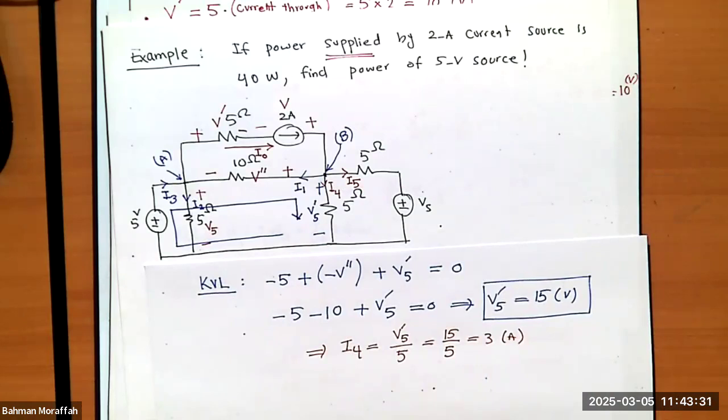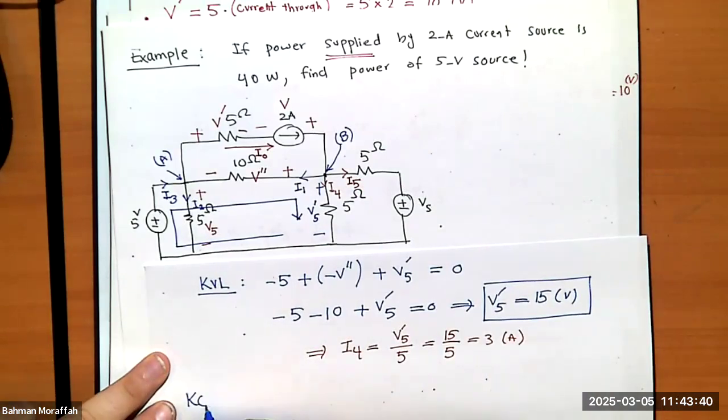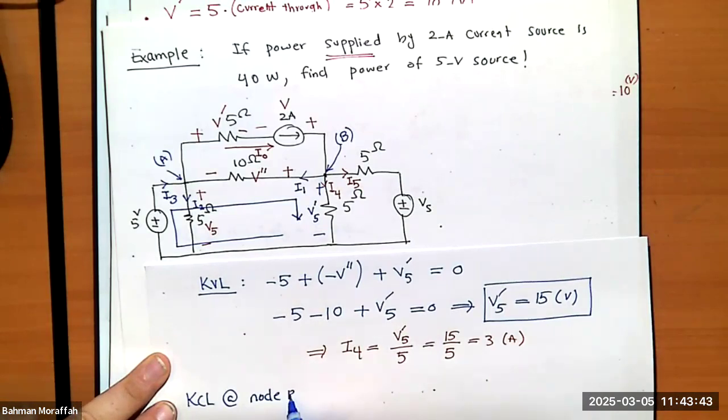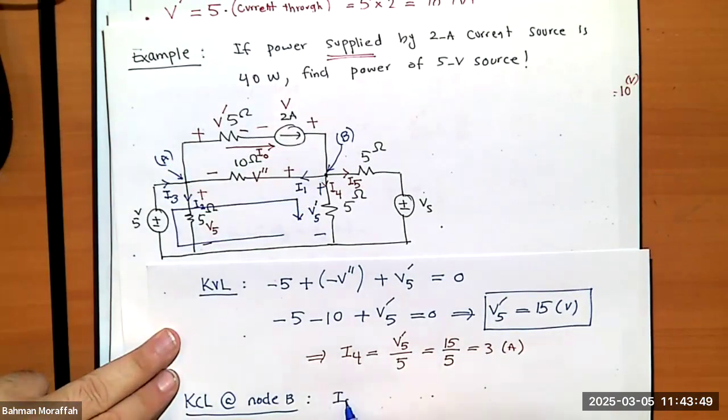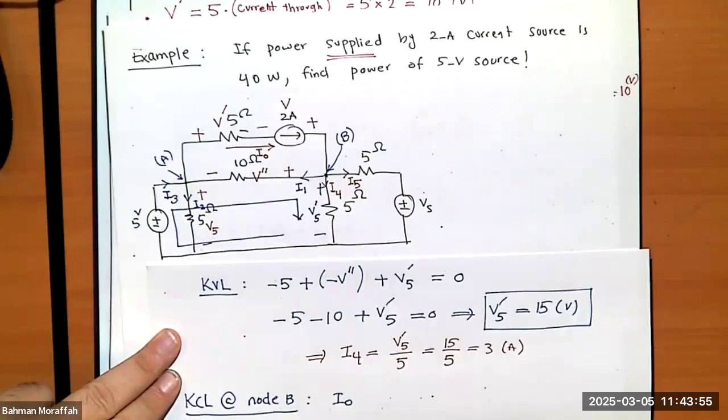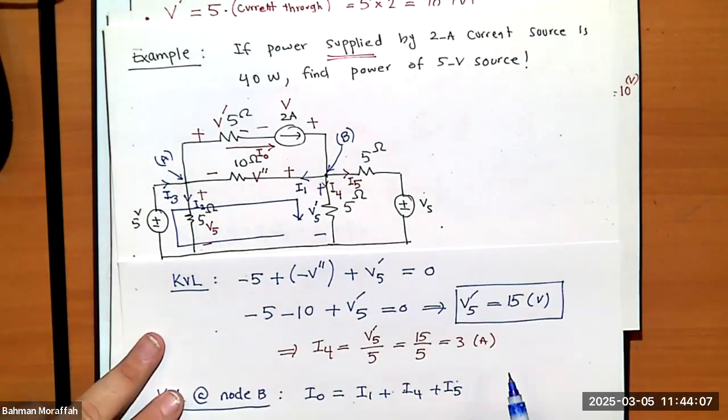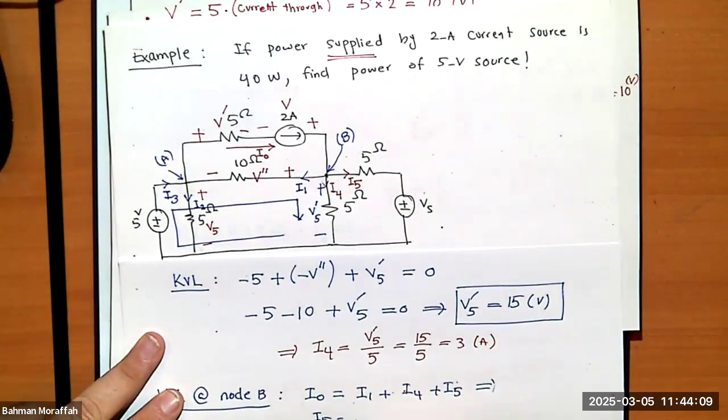Right? Can do that. What does KCL tell me? It tells me whatever current is going in must be the same as the current that's going out. So KCL at node B. I have this I naught going in. What else is going in? Nothing, right? Everything else is going out. So that equals I1 plus I4 plus I5. Therefore, I can compute I5. I know I5 is I naught minus I1 minus I4.